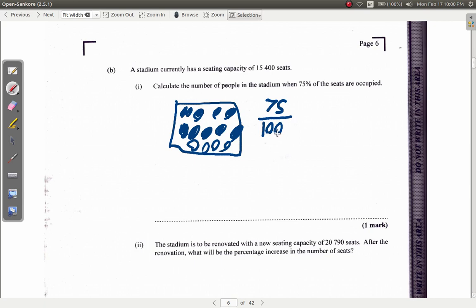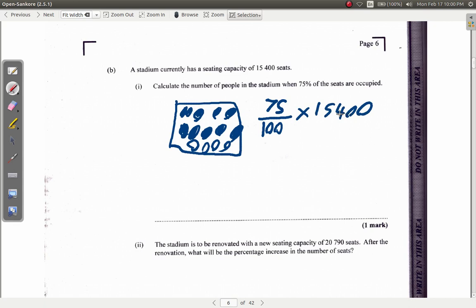I believe the word cent is from a Latin word, centrum, and that's where century comes from. A batsman hits 100 runs, that's a century. Somebody lives to be 100 years, you say they are a centenarian. So 75% of means multiply by 15,400.